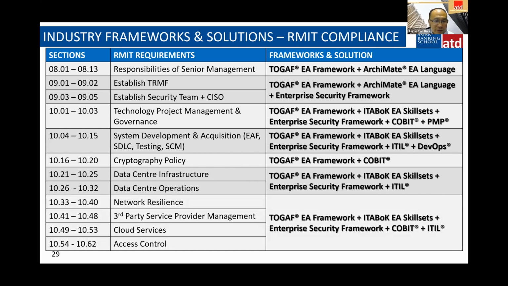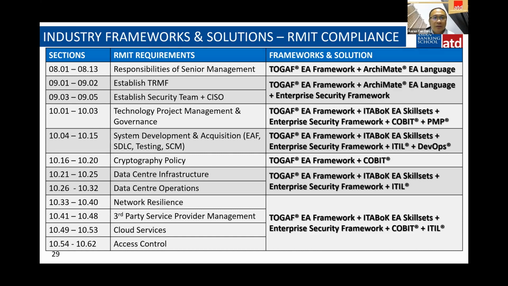Then of course network resilience, third-party service provider, cloud service, access control, right? All these almost include everything, right? You need a framework, skill set, enterprise security, COBIT IT. So all are the ingredients or the industry frameworks that can be applied, right? Because we cannot just put this in a document. We need to put it into a process, an enterprise process.